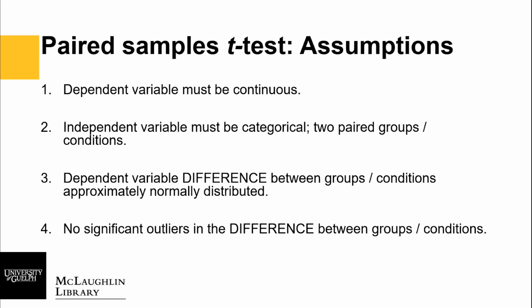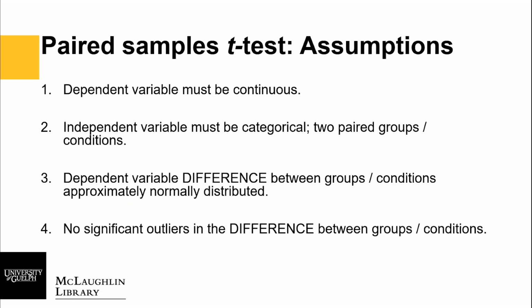What are the assumptions of a paired samples t-test? We have 4 of them. The first is that your dependent variable must be continuous. Your second assumption is the independent variable must be categorical with 2 paired groups or conditions. So this is like that pre-post, which is very common for a paired samples t-test.